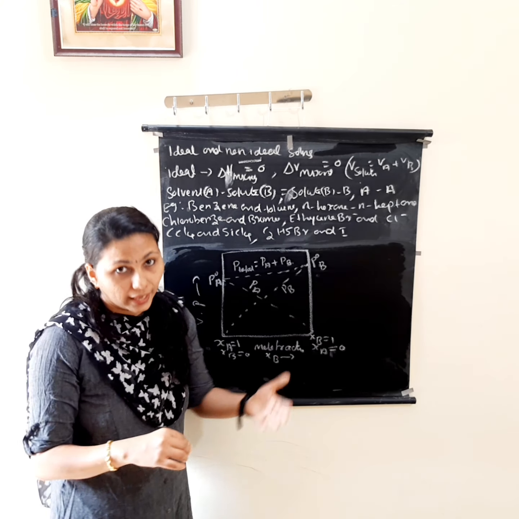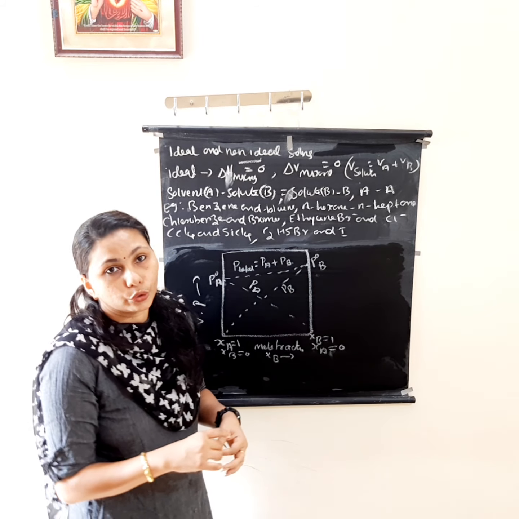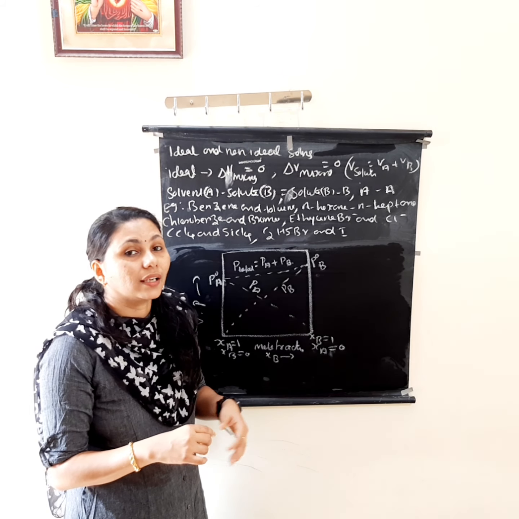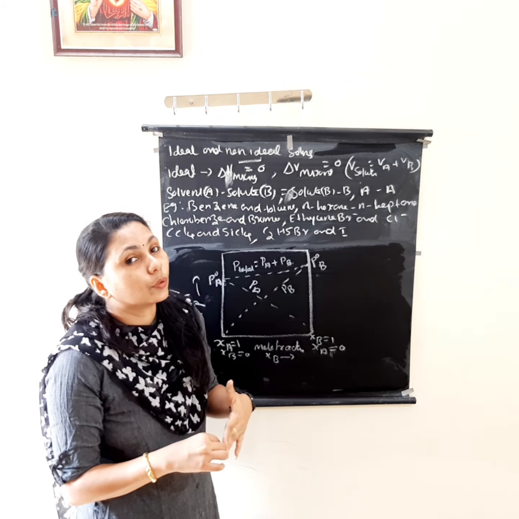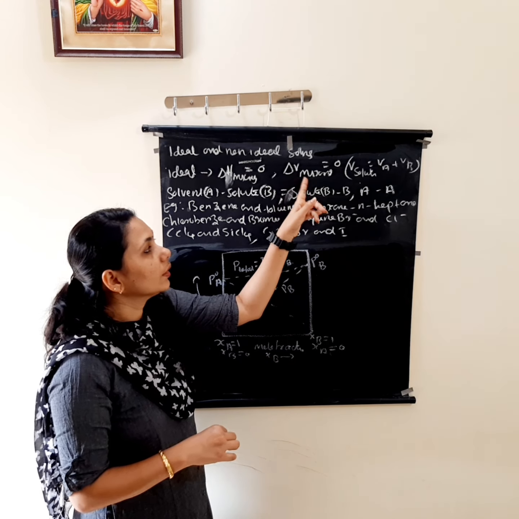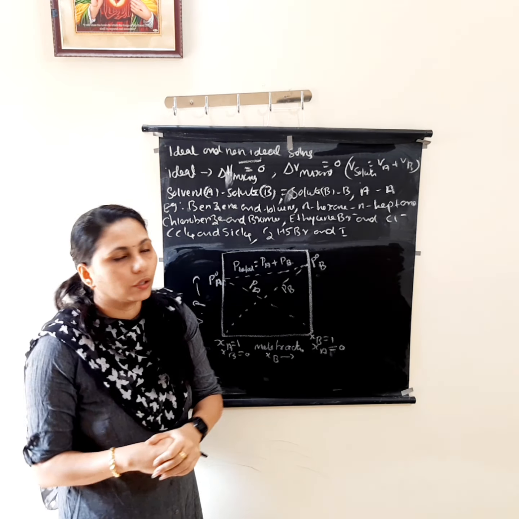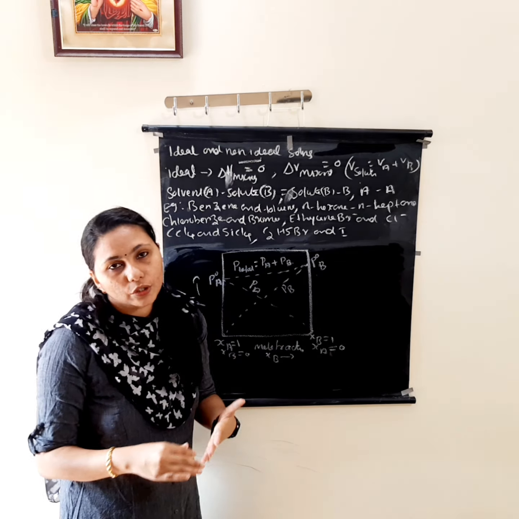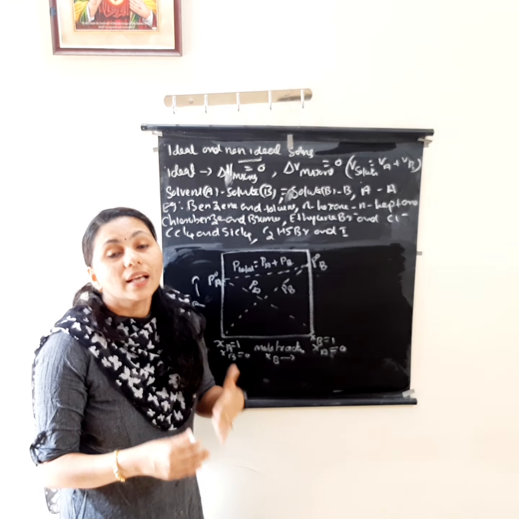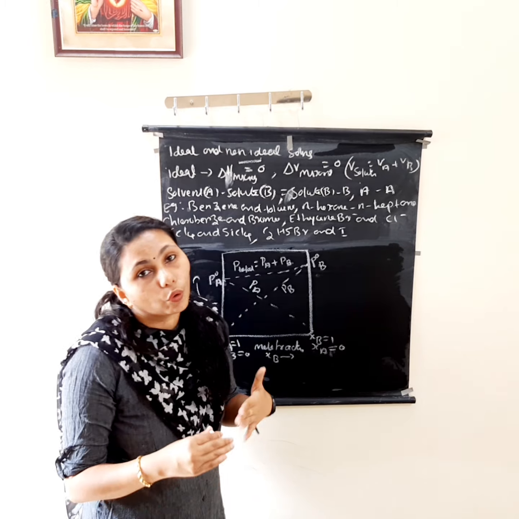Okay. So what are the characteristics of ideal solution? They will ask what are the characteristics of ideal solution. So ideal solution means their delta V mixing equal to 0. Delta V mixing equal to 0. What is the meaning of that? Means when this ideal solution forms, there is no change in the volume.